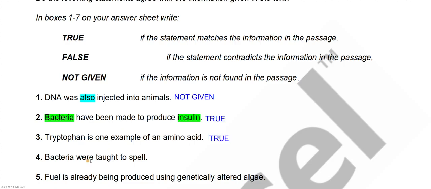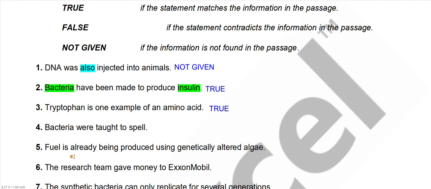Next question, bacteria were taught to spell. This question will be true when we were teaching bacteria through different techniques or methods so that they should be able to spell some words or alphabets. It will be false when we were not teaching them to spell, or when we were doing something else so that they should spell something. It will be not given when bacteria are spelling something but we don't know why, did we teach them, or did we use another method to make them spell.